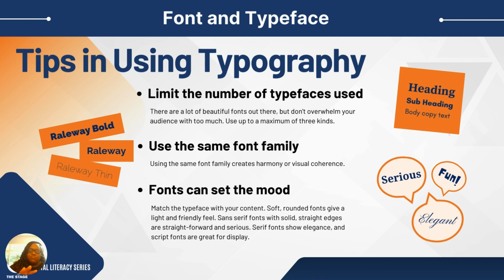No more than three. Now on the left hand side, you see the word Railway, right? And I have Railway three times. Railway is the typeface. That's the family. So we're talking about the family typeface of Railway. But then we have Railway Bold, regular Railway, and then Railway Thin. Think about it: that's the father, that's the mother, that's the father, and that's the nephew. So they're related, different styles, same family. You want to use that same font family. Using the same font family creates harmony and visual coherence.